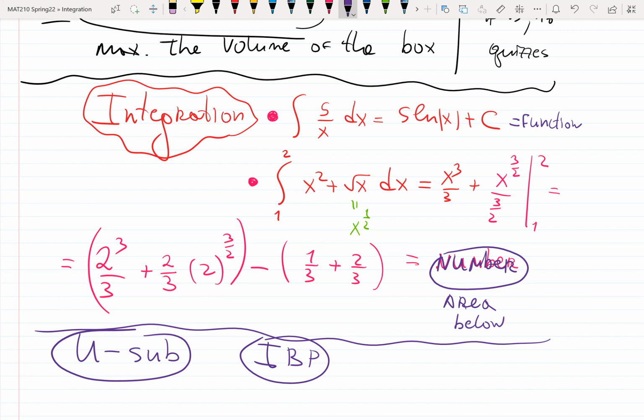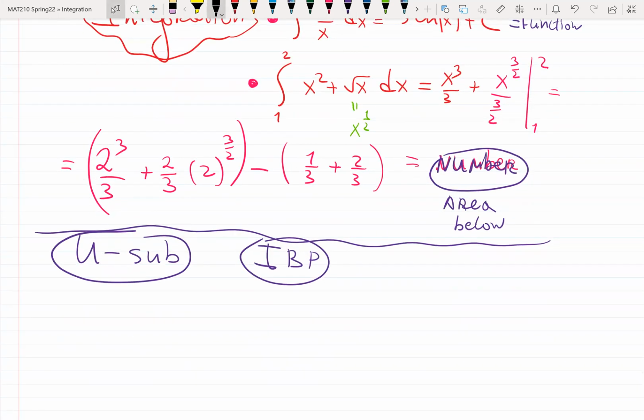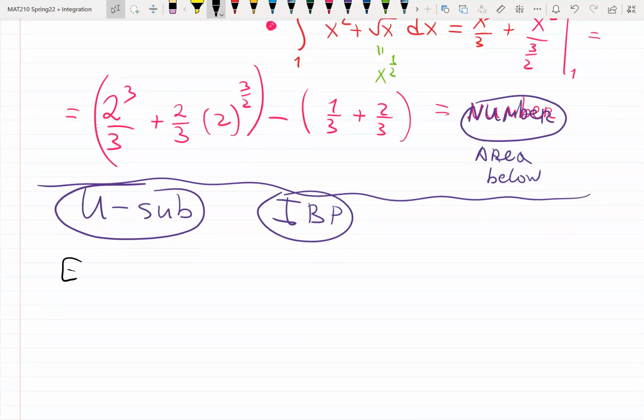For example, let's do this kind of example. How do you do it? Let's do several examples. Example 1.